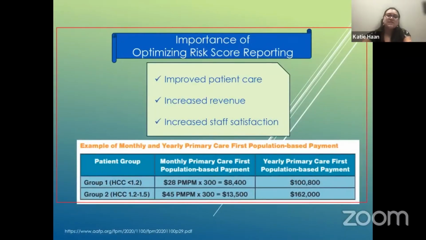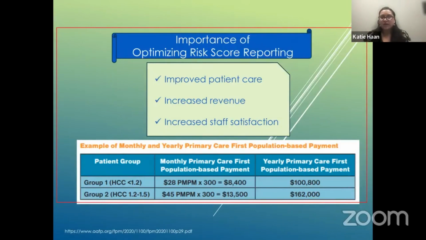All right, and the importance of optimizing risk score reporting. So all of this, and I've mentioned this a few times now, comes together really to improve the patient's care, increase the revenue, and increase staff satisfaction. So this isn't just about if we code higher, we get more money. It's not about just submitting these claims for a fee for service. When we're able to correctly identify the risk that this patient poses, we're able to provide that care.